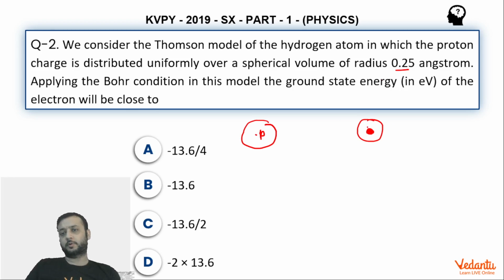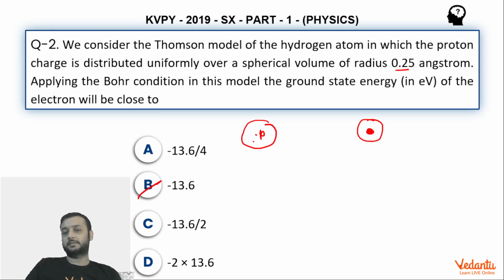Now we have to apply Bohr's model in this situation, and we have to find the ground state energy of the electron. Let's try to think, will the answer change? Think, the answer will not change. The answer will still remain minus 13.6 electron volt.